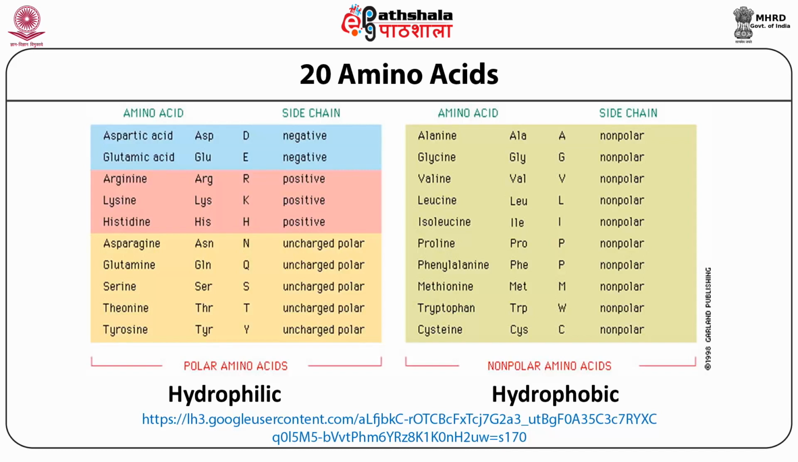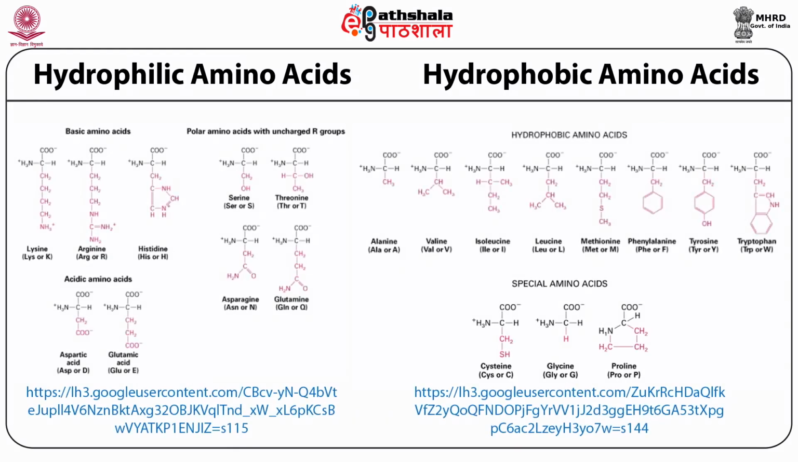The polarity of the side chain varies widely from non-polar and hydrophobic, as discussed, to highly polar and hydrophilic. Amino acids with non-polar side chains: among standard amino acids, nine contain non-polar side chains, which include alanine, glycine, leucine, valine, proline, isoleucine, phenylalanine, methionine, and tryptophan.